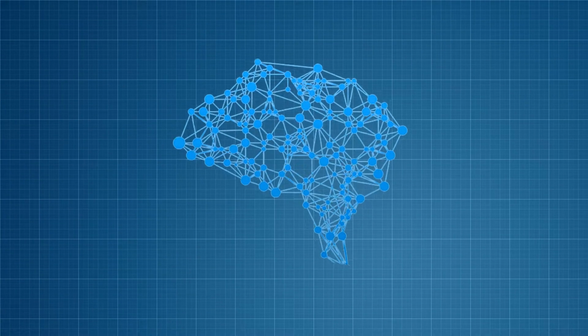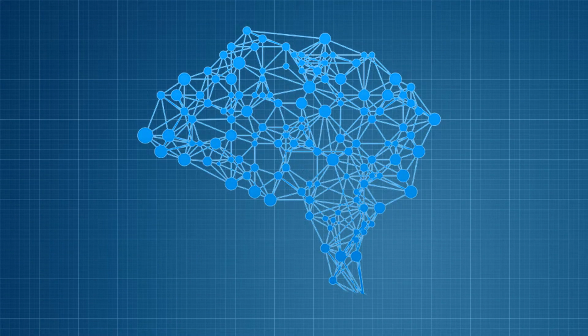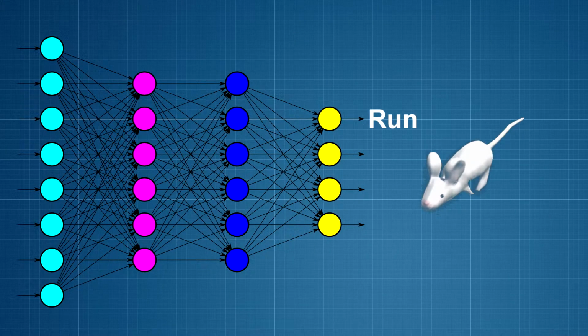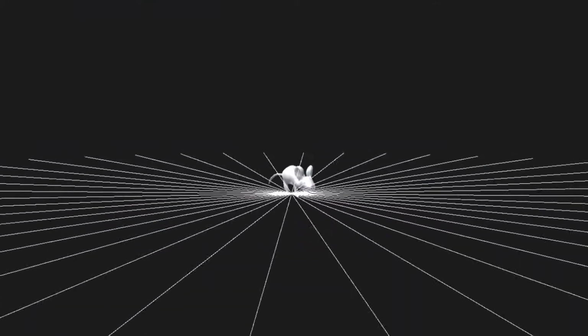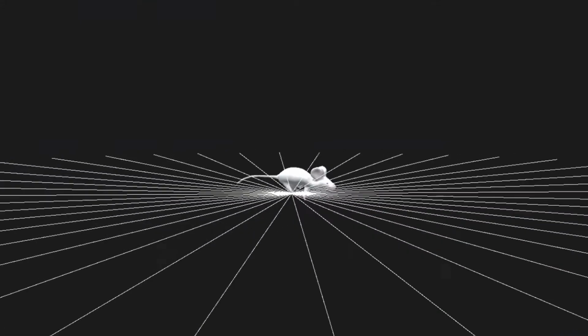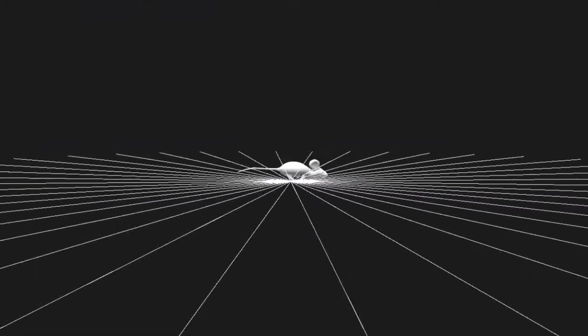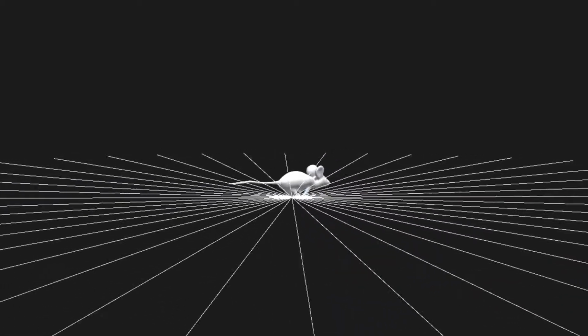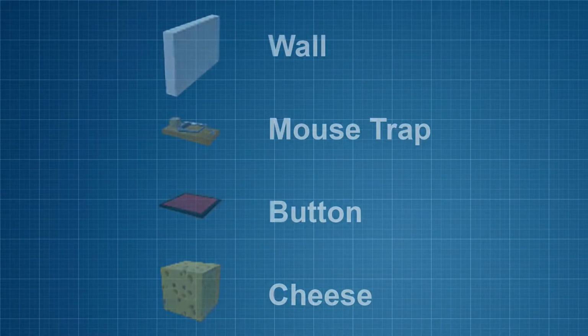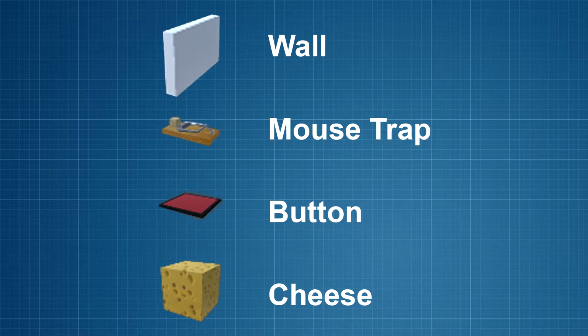A neural network is a very simple artificial brain that accepts incoming information and, in our case, performs some action. The incoming information for Henry will be the 20 rays that come out of his body and tell him the data of the objects they encounter. In total we'll have 4 types of these objects: wall, mousetrap, button and cheese.